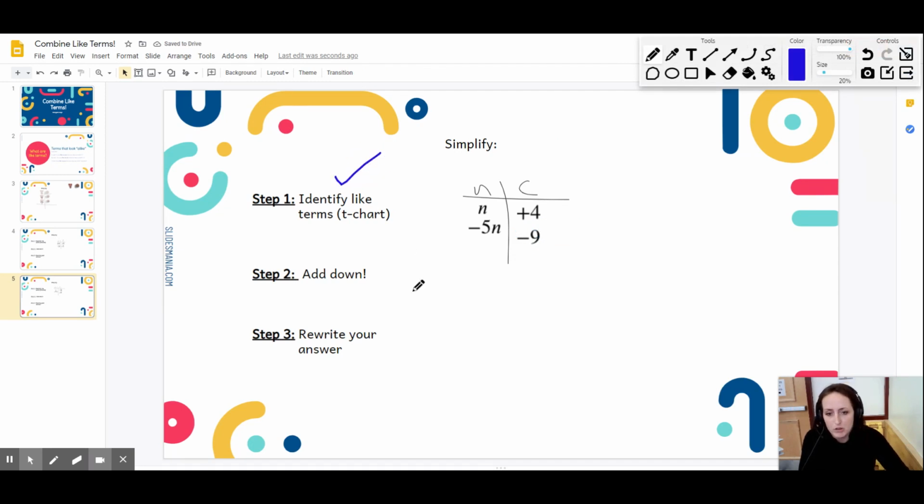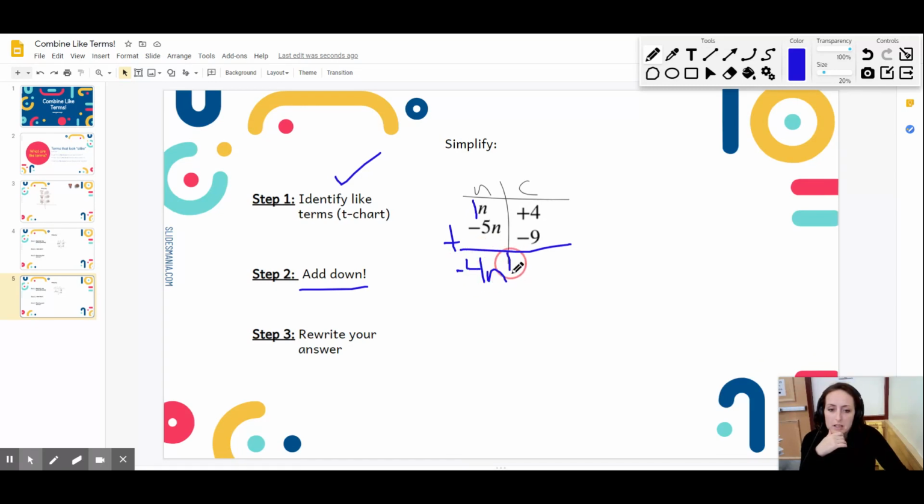Now we move on to step 2. Add down. Totaling line. Addition. What's the invisible coefficient on this n? Well, the invisible coefficient is always 1. So this is saying 1n plus negative 5n. Again, it's like integers. Who's going to win? The negatives. By how many? 4. So our answer would be negative 4n.